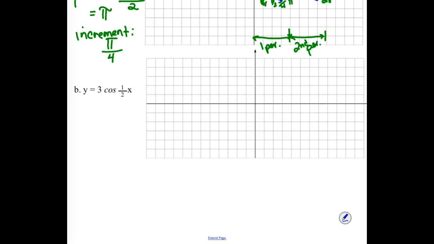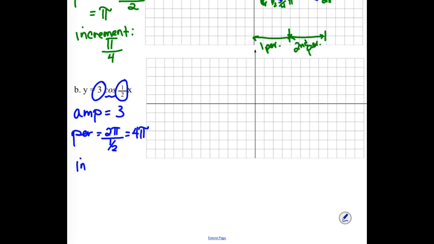Our next example, we have 3 cosine 1/2 x. The 3 is going to affect the amplitude, so we're going to stretch this vertically. It is a cosine curve, and our b value is 1/2. So our period is normally 2 pi, but it's being divided by b. 2 pi divided by 1/2 gives us 4 pi.